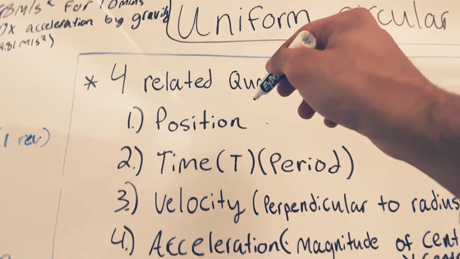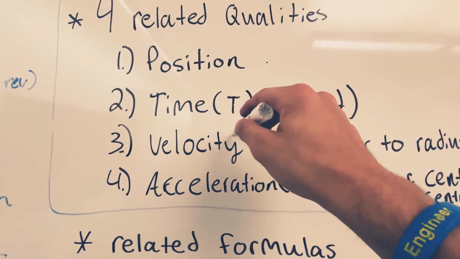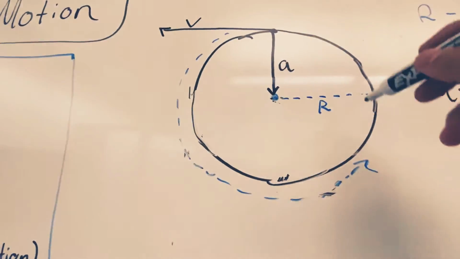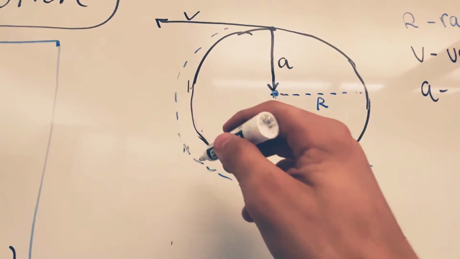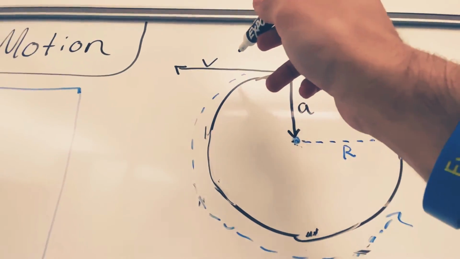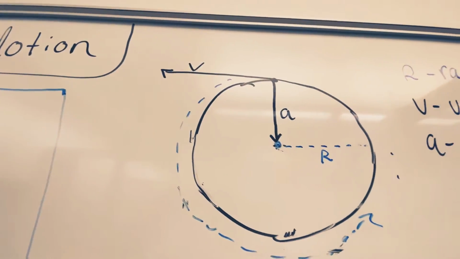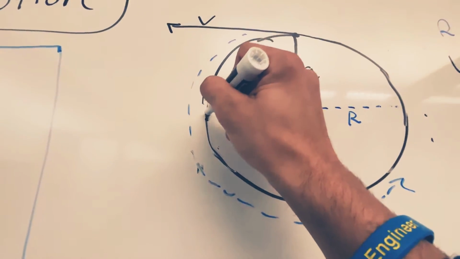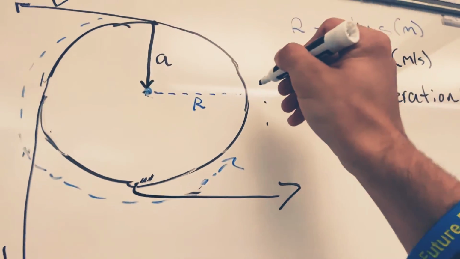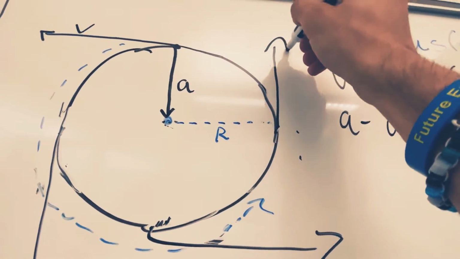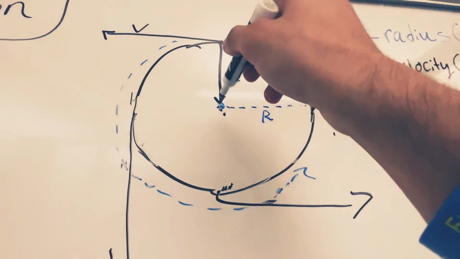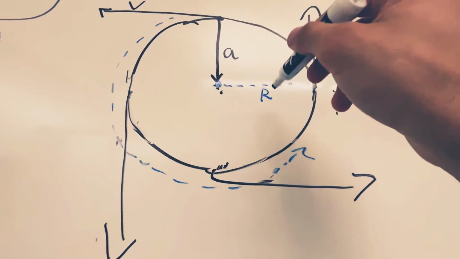So we've got four related quantities. We've got position, time, velocity, and acceleration. So if you come over here, I have a simple drawing of a circle. We have a blue dotted line which represents the path of motion. So what is velocity doing? Velocity is actually perpendicular to the radius of the circle, or tangential. So as it moves along the circle, velocity is tangent to the path of motion, while acceleration is parallel to the radius, so it goes inwards, and then r is the radius.